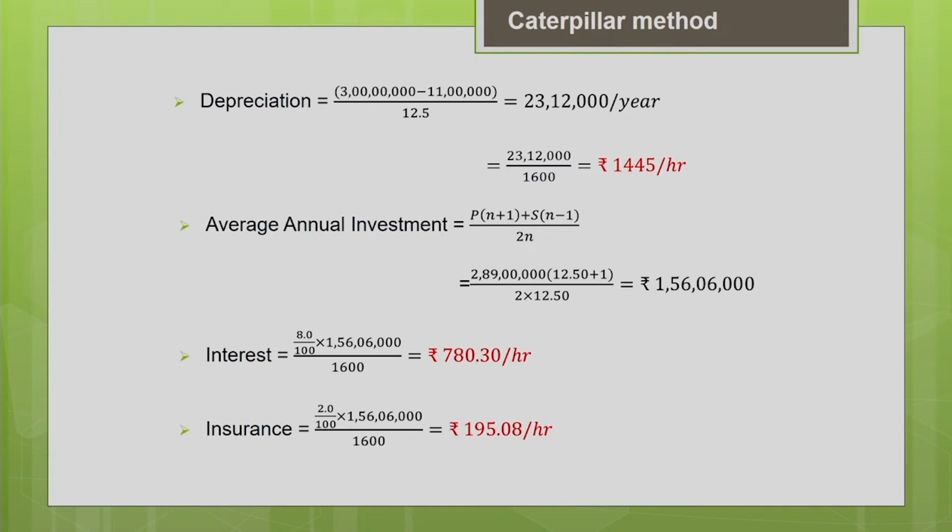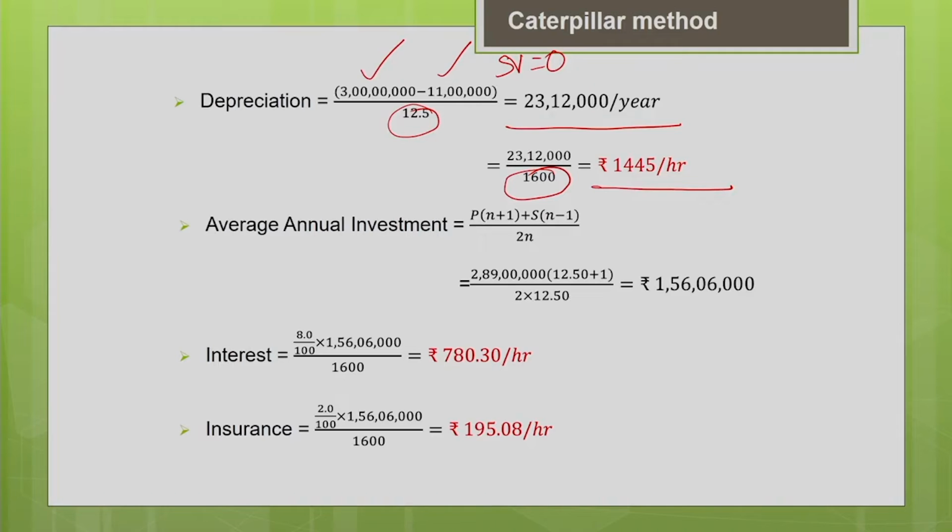Now we shall calculate the depreciation. Depreciation is your initial price minus the tire cost minus the salvage value, divided by the useful life of the machine. So the initial price is 3 crore minus the tire cost of 11 lakh. Obviously the salvage value is 0, given in the question, and the useful life is 12.5 years. So you get your annual depreciation, 23 lakh 12,000 per year. Now divide it by the annual usage of the machine in hours. You get the hourly depreciation as rupees 1445 per hour. This is how we estimate the hourly depreciation. It is an approximate estimation because we are not considering the timing of the cash flows here.